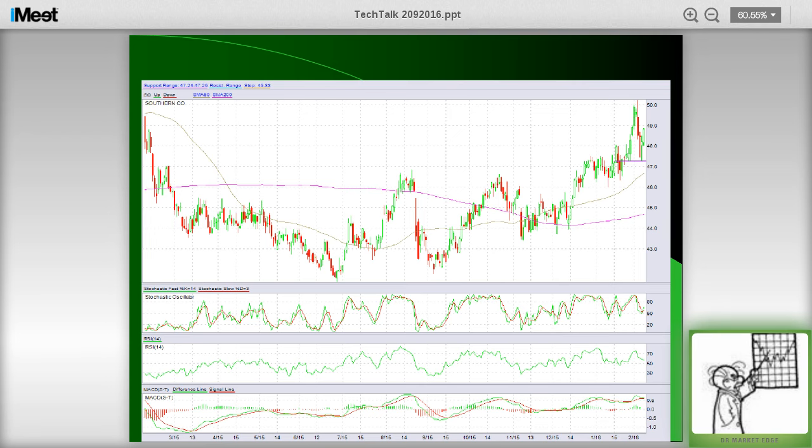So I think this did actually pull back last week and bounced back again. Any kind of pullback on Southern Company, I think it's a good stock to own, especially longer term. With that dividend, you're probably going to see downside risk somewhat limited.